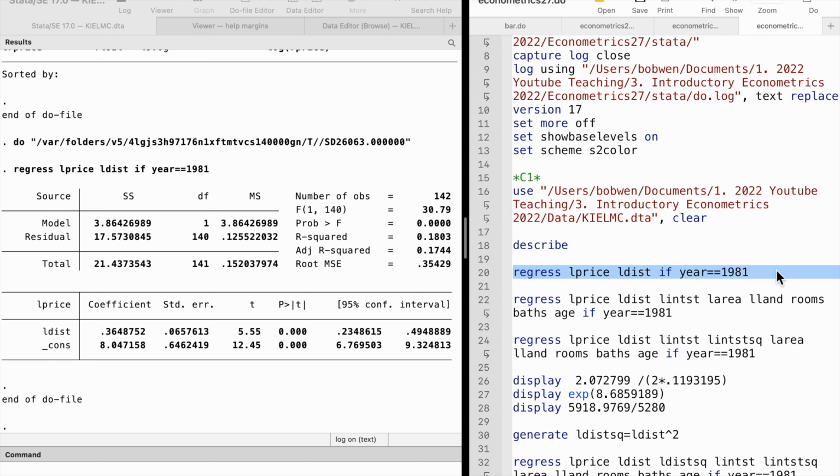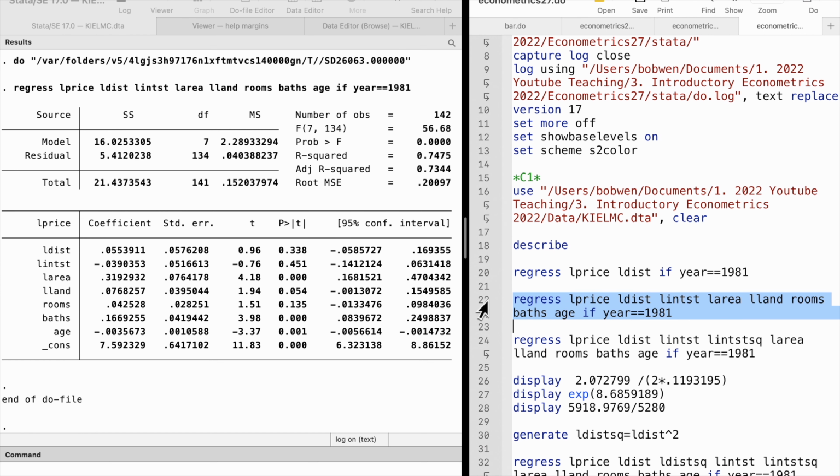The estimate of the slope coefficient is 0.365. It suggests that if the distance from the house to the incinerator increases by 10%, the housing price will increase by 3.65%. In the second part, we add the other 6 variables to the model. We find that the estimate for the log distance is still positive, but it is no longer statistically significant at any reasonable level. The t-statistic is 0.96 and the p-value is 0.34.